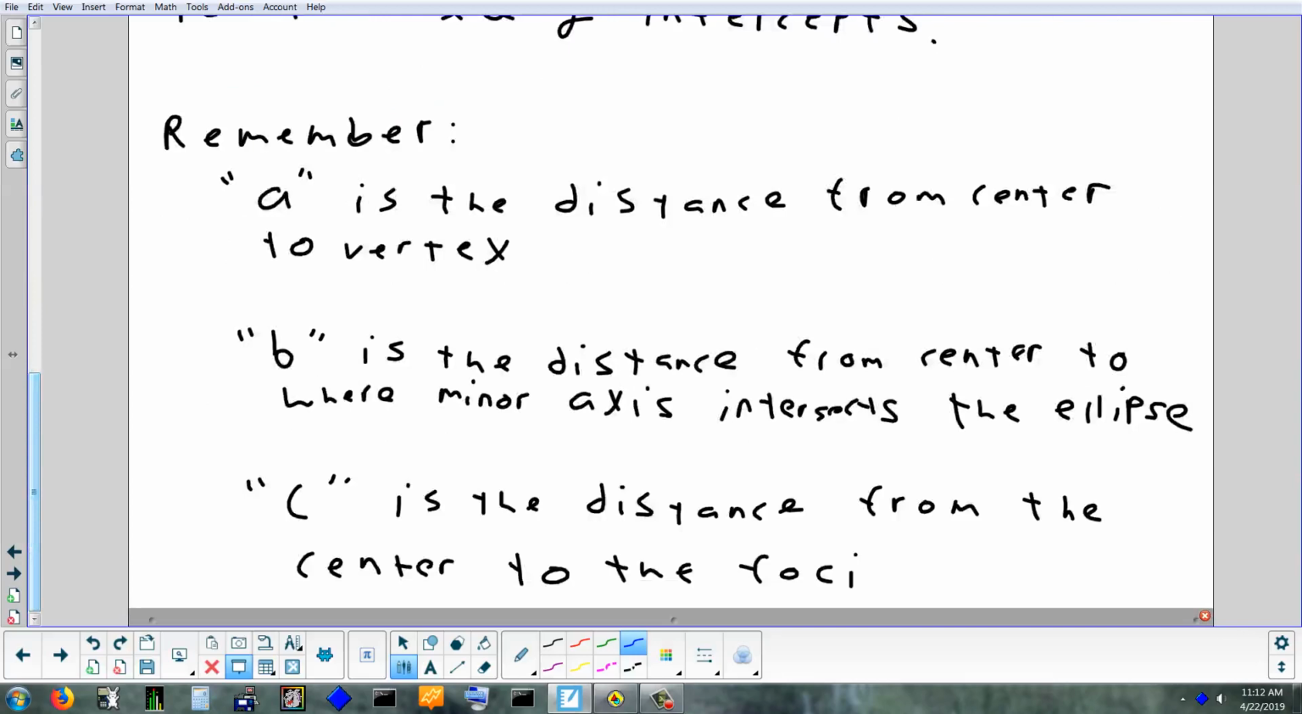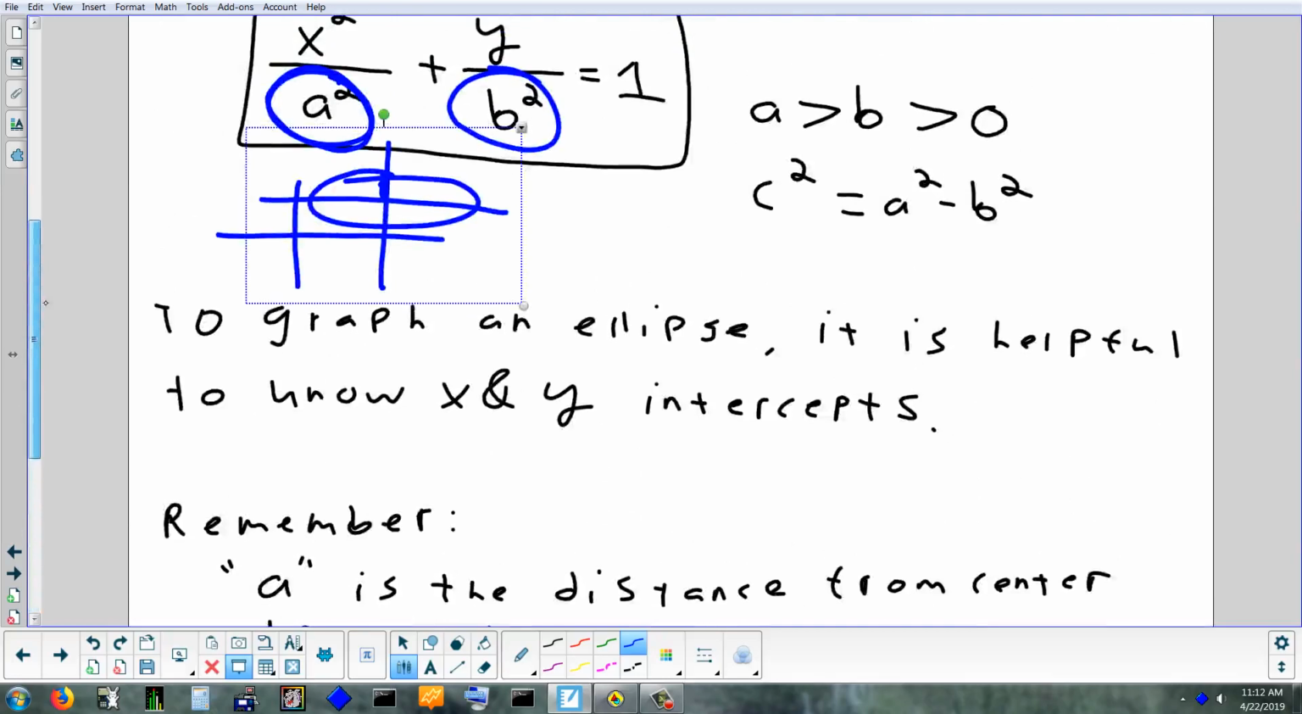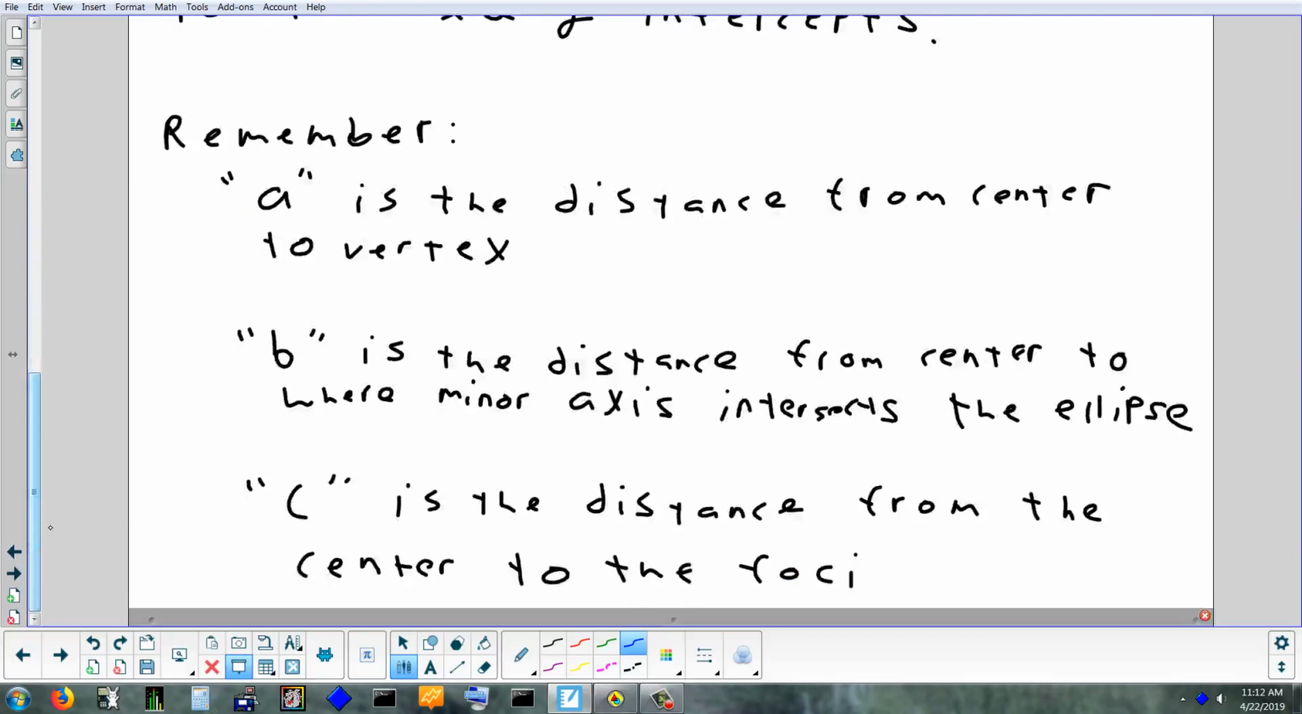You'll never be given all three of those in the same problem. You'll probably be given 2 out of 3, and then you're going to have to use C squared equals A squared minus B squared to figure out the third one. Any questions on what A, B, or C mean? Okay.